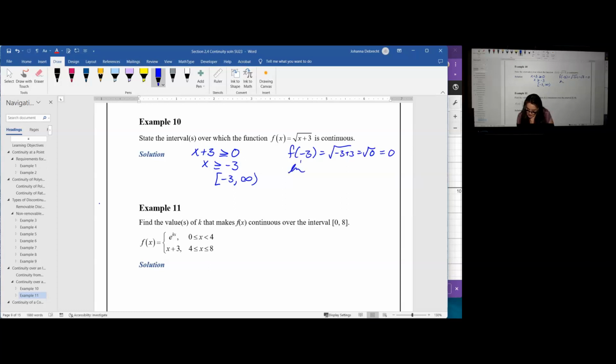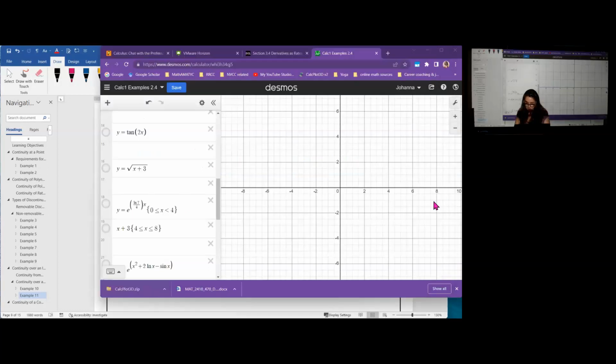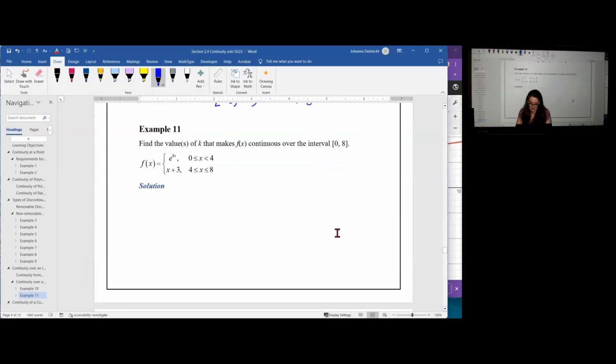And the limit as x approaches negative 3 from the right of the square root of x plus 3 is also 0. The limit from the left does not exist because the function does not exist. Therefore, this one is continuous on negative 3 to infinity. And you can see, if you get it right on the spot, that it is defined and continuous from the right at negative 3. Now let's take a look at this last example.